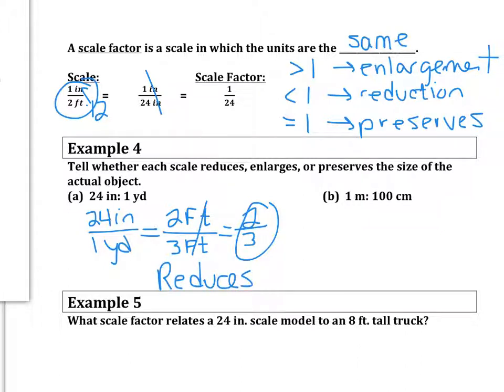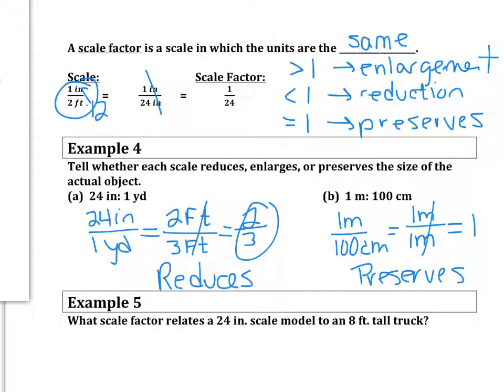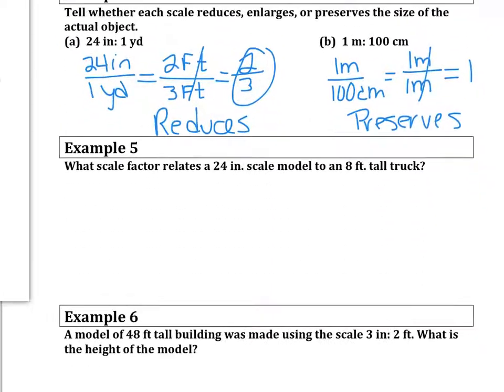For the next one, we have 1 meter over 100 centimeters. If you have to look back at your conversion sheet, certainly you may do that. But what I find is that 100 centimeters is actually equivalent to 1 meter. And so now I write it like that. The units will cancel and I get a scale factor of 1 because 1 over 1 equals 1. And so what that tells me is that it preserves the size of the object. Okay, a few more that we're going to look at very quickly.